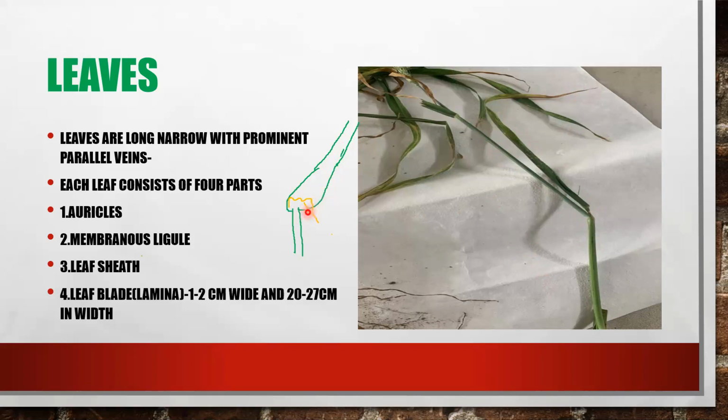You can see this is broadened from here, and this part which is broadened is also called auricle. At the junction of both is present a membranous outgrowth. This is called ligule. So auricles are the broadened part of the leaf blade or lamina. This membranous part is called ligule, and this is the sheathing leaf base, and this part is called leaf blade. Its width can be 1 to 2 centimeter, and this can be 20 to 27 centimeter in length.